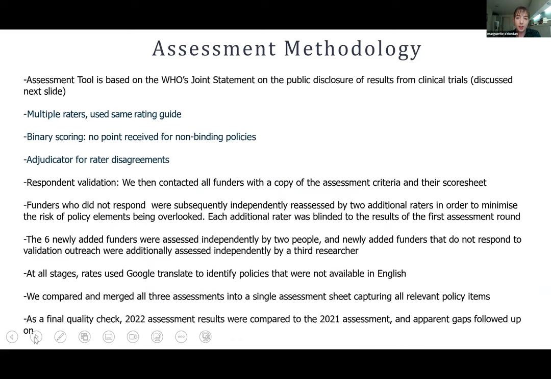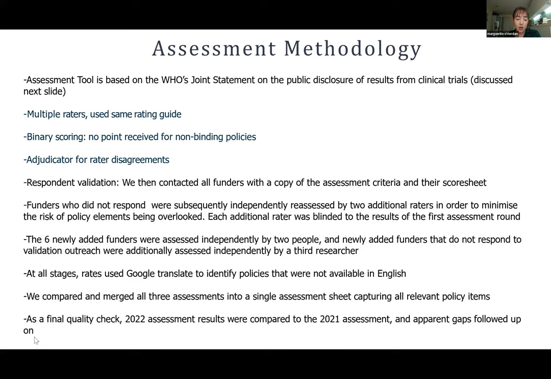So then looking at the assessment methodology, we searched the websites of all 25 funders during August and September 2022, and filled out a scoring sheet for each funder capturing the relevant policy items. The six funders being assessed for the first time were independently assessed by two of our team members, and I assessed the remaining 19 funders. Given that we had such a global cohort, Google Translate was obviously necessary, and this, I'll talk about later, is a potential limitation. Many of the funders don't speak English and didn't even have an option to look at it in English. You had to literally translate everything yourself.